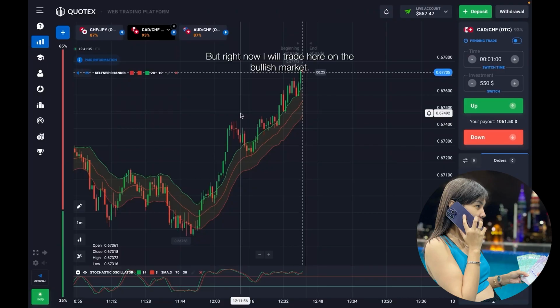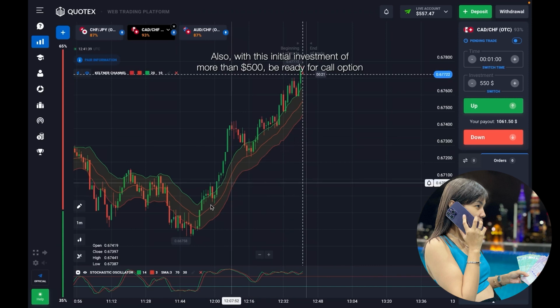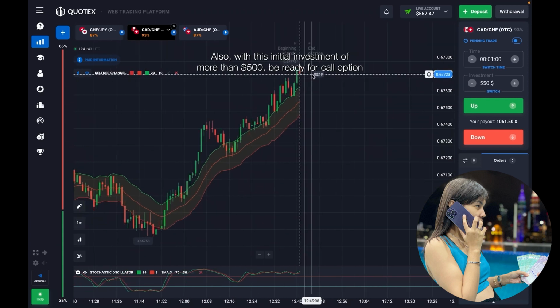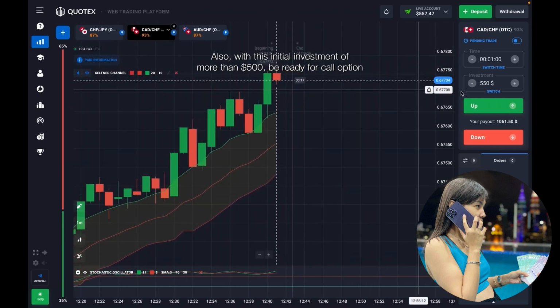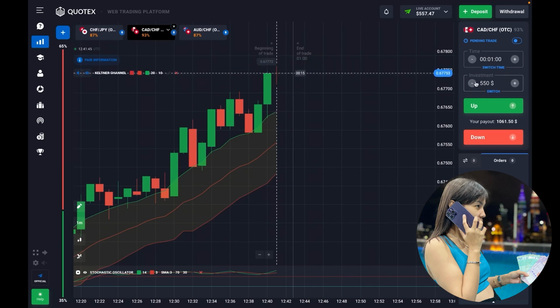But right now I will trade here on the bullish market, and yes, it's pretty simple. Also, with this initial investment of more than $500, be ready for call option right now.